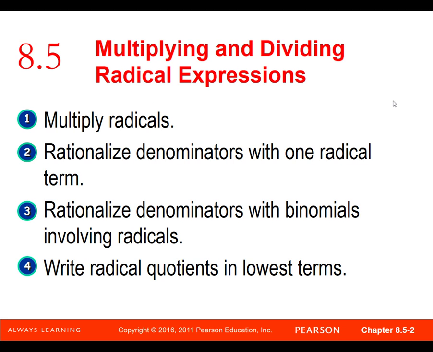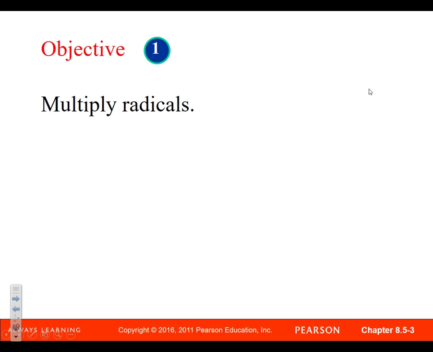All right, here we go. So 8.5 is multiplying and dividing radical expressions. The objectives are to multiply radicals, rationalize denominators with one radical term, rationalize denominators with binomials, and then write radicals in lowest terms. So let's get started with the multiplying of radicals.